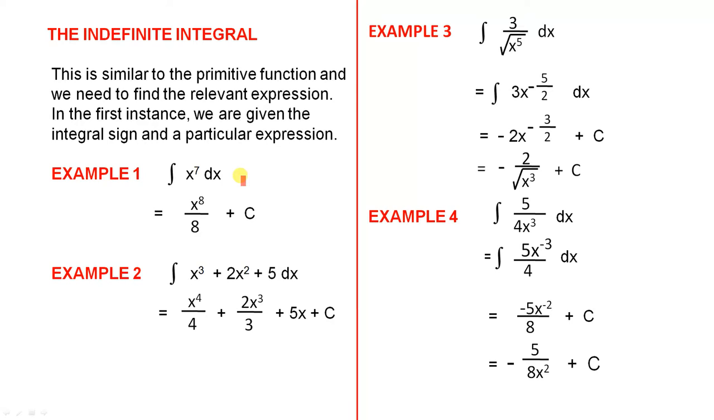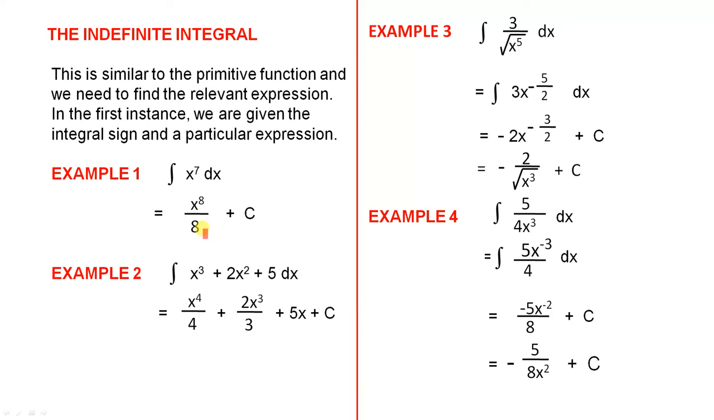Now, if we follow the guidelines that we saw earlier, we increase this value. Remember that was n, so we increase that to n plus 1. And then we divide by that. So that's the basic rule for most of them. So that makes that x to the 8th. So from x to the 7th goes x to the 8th. And then you divide. And here is your constant, because it's an indefinite integral, so we don't know what the constant is. But there would have been a constant.